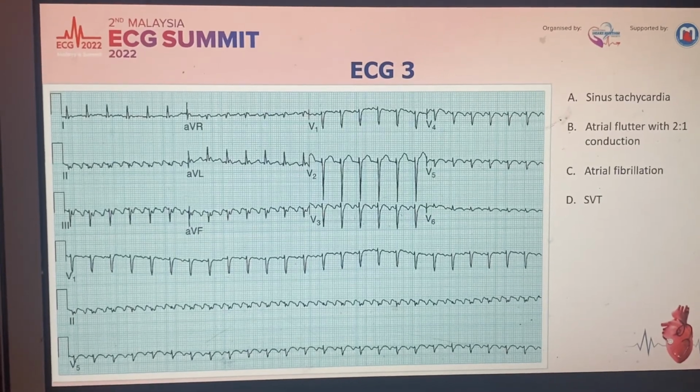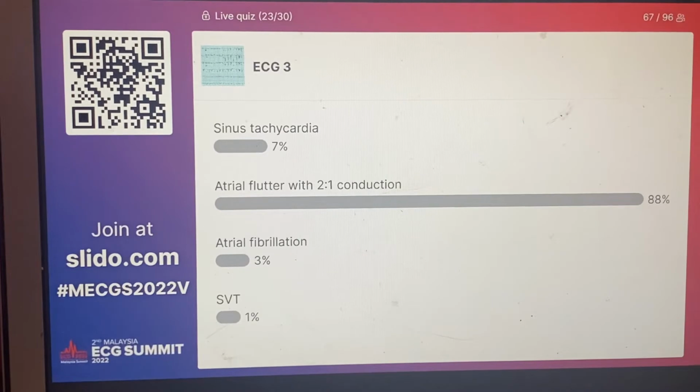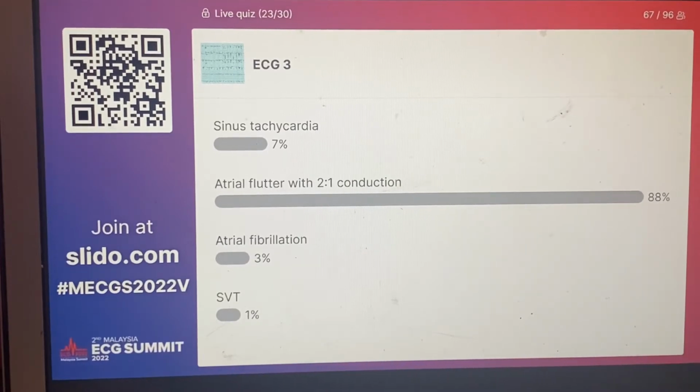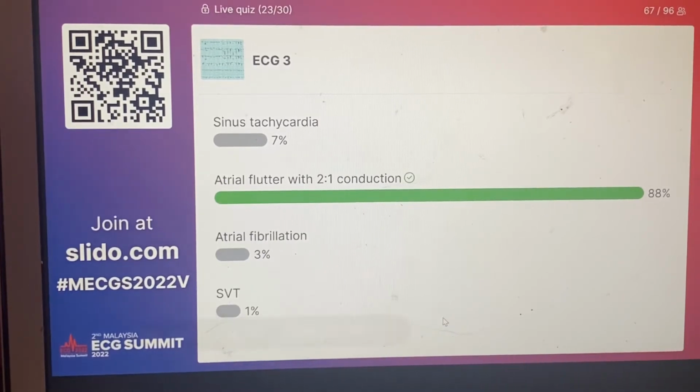Now we go into ECG 3. Oh, that's very good. I think 88% got it right. The diagnosis of atrial flutter with 2-to-1 conduction. That's very good.